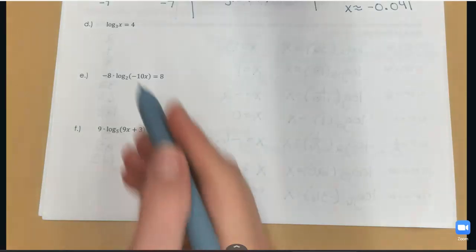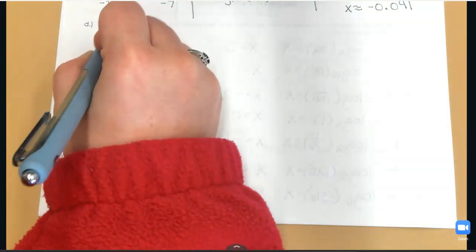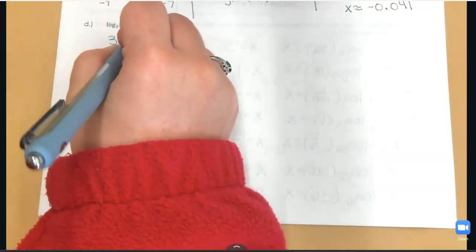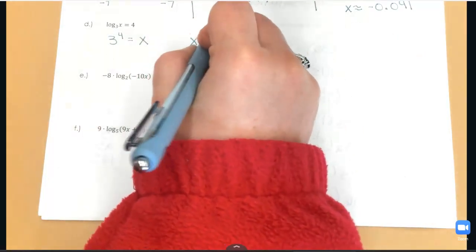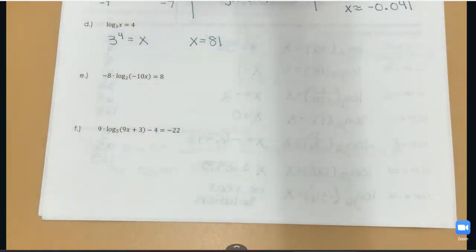So the steps are the same, except that once we have isolated our log, we'll rewrite it in exponential form. So starting on D, my log is already by itself, so I can go straight to putting this in exponential form. And that will be that 3 to the 4th power is equal to x. Well, 3 to the 4th power is 81, so there, we're done.